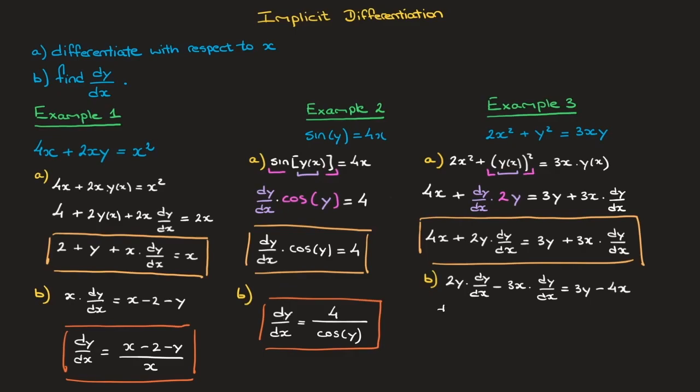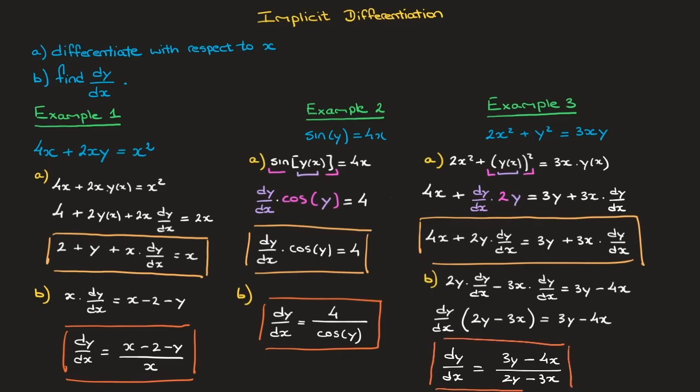In other words, I write this as dy/dx times, in parentheses, 2y minus 3x, and that's equal to 3y minus 4x. Finally, I divide both sides of this by 2y minus 3x, which leads to dy/dx equals (3y minus 4x) over (2y minus 3x). And that's the answer. And so that's it for these 3 examples which involve implicit differentiation. And that's it for this tutorial.